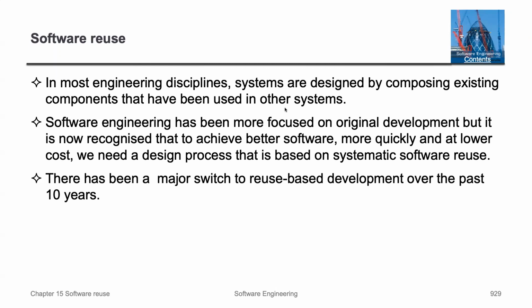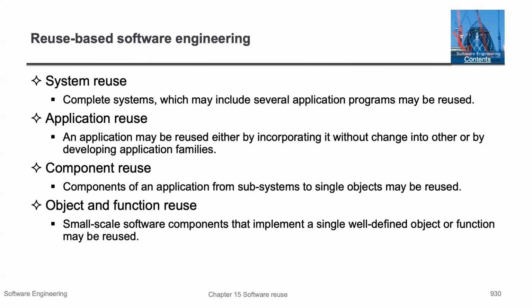Software engineering has been more focused on original development, but it is now recognized that to achieve better software more quickly and at lower cost, there needs to be a movement of design processes that is based on systematic software reuse. So it's been a major shift in maybe the last decade or so. And so here are some things that need to be thought about in terms of reuse-based software engineering.